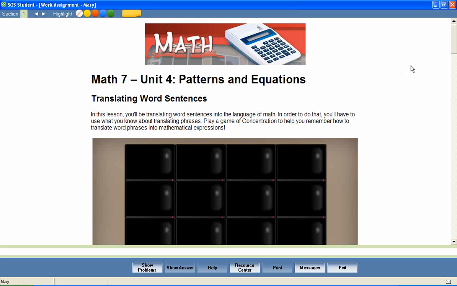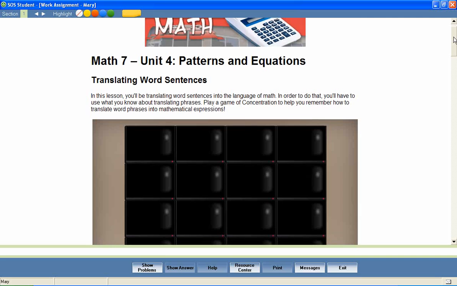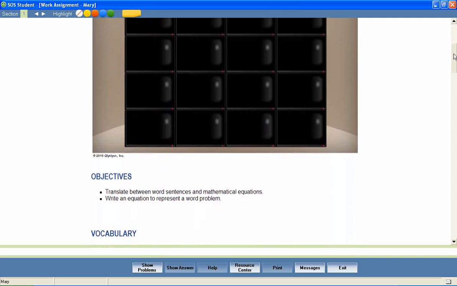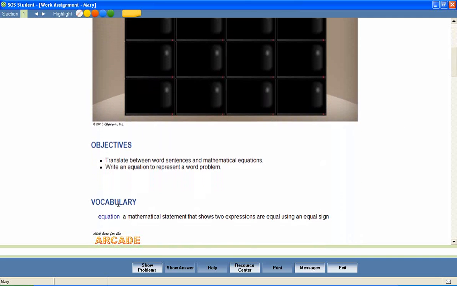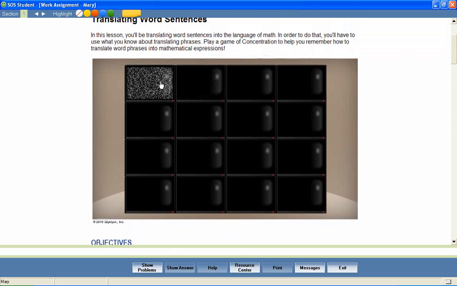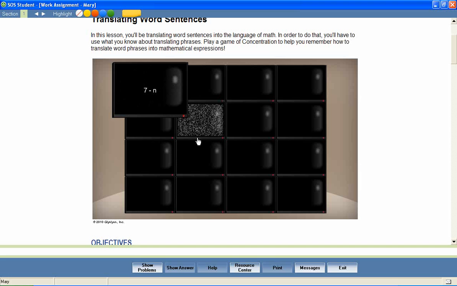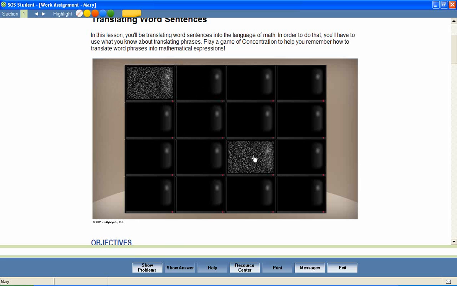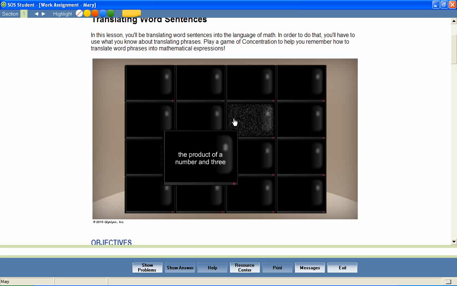Most Switched On Schoolhouse lessons begin with a brief introduction and a list of objectives for the lesson. These objectives help students stay focused on important lesson content and provide parents with an effective way to measure mastery of lesson content. In some lessons, students are given the opportunity to review and reinforce what they've learned with interactive learning exercises. Let's take a look at an example.